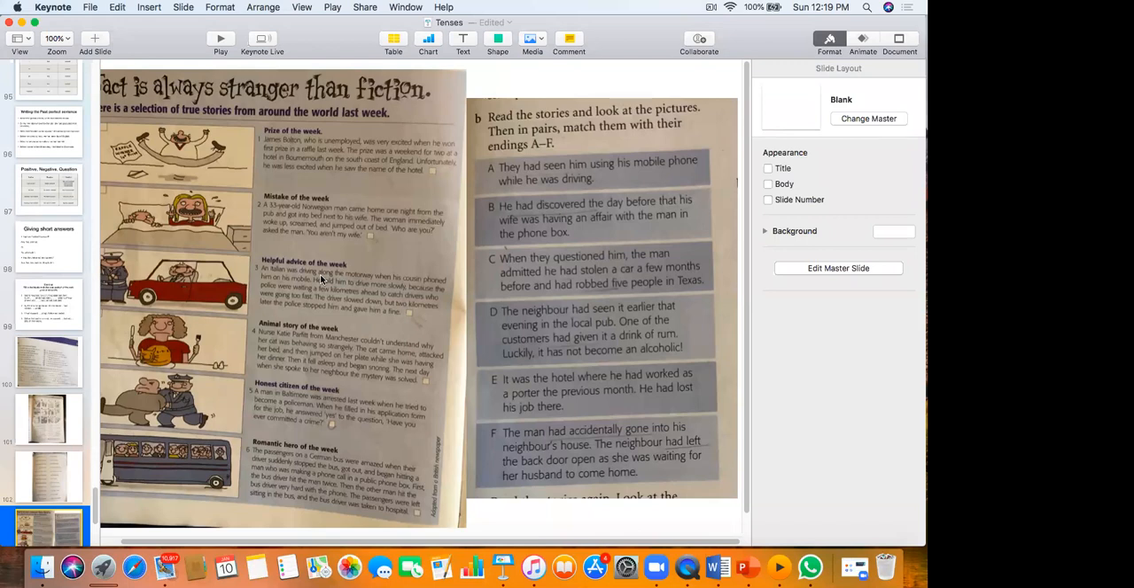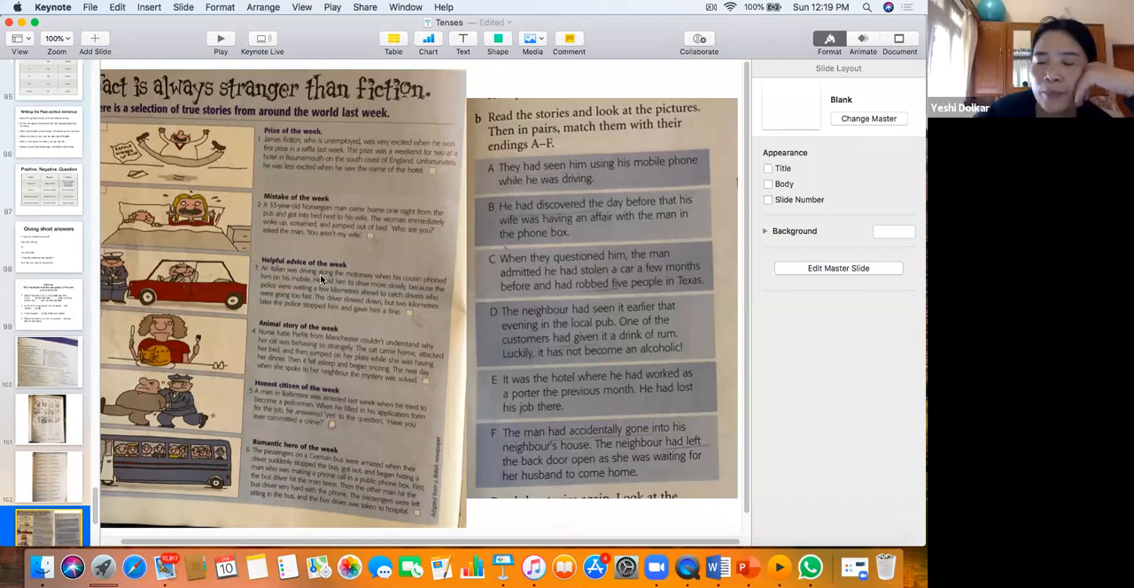The neighbor had left the back door open as she was waiting for her husband to come home. So he went into his neighbor's house by mistake because he was drunk.